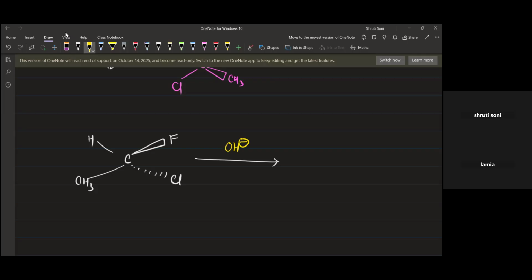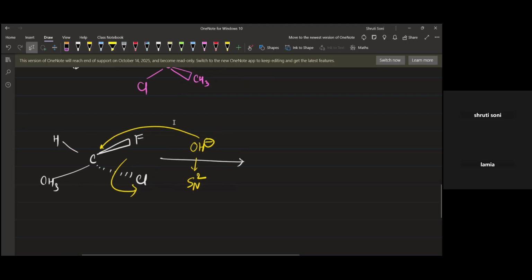Okay, and I'm giving you that this OH will attack on the carbon and it will remove chlorine, and it will proceed through SN2 mechanism. Now this will attack the carbon and the chlorine will remove.